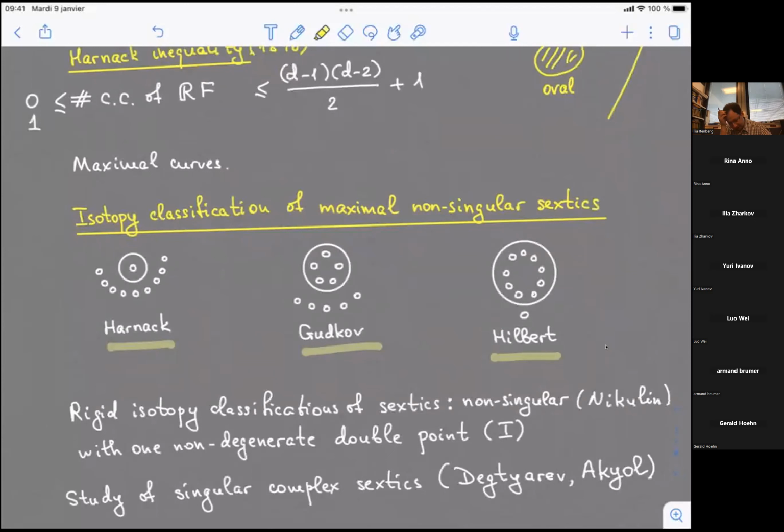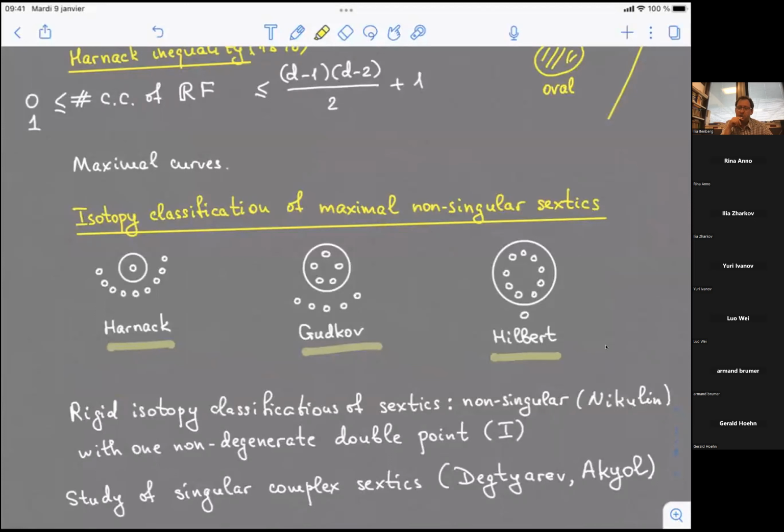You consider the space of all sextic curves, all curves of degree 6 in RP2, so singular and non-singular. This space can be naturally seen as a real projective space. And in this real projective space, there is the discriminant, whose points correspond to singular sextics. And the rigid isotopic classification is a description of connected components of the complement of the discriminant.